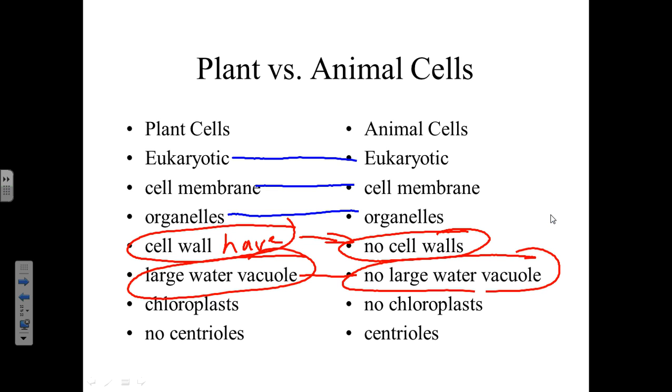Plant cells have chloroplasts because plants can do what? Photosynthesis. Animal cells do not. It'd be kind of cool if you could just go out in the sun and make food, right? But you can't. We'll talk about centrioles later. They're involved in mitosis. Don't really need to worry about those right now. Those are some similarities and differences between plant and animal cells.